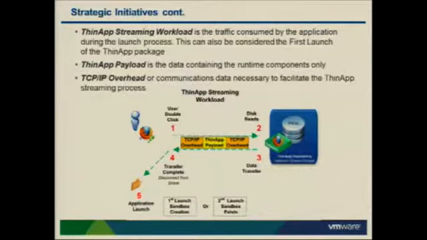But what we're trying to do is break down that traffic so that people know and understand exactly what's coming across. As you'll see on the diagram, we've determined that the ThinApp payload is in the middle, and you have TCP/IP overhead that is SAN traffic. That has nothing to do with ThinApp, but there is some traffic on either side of that payload, and that ends up being what we're calling the ThinApp streaming workload.